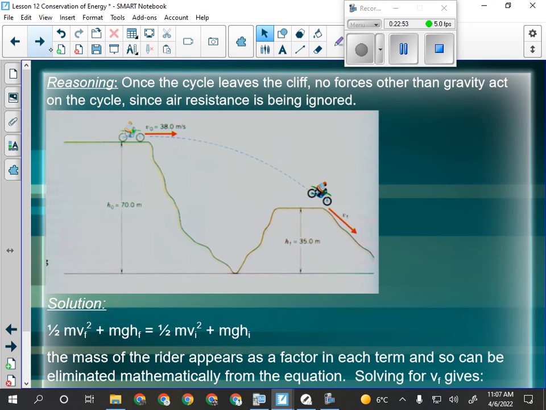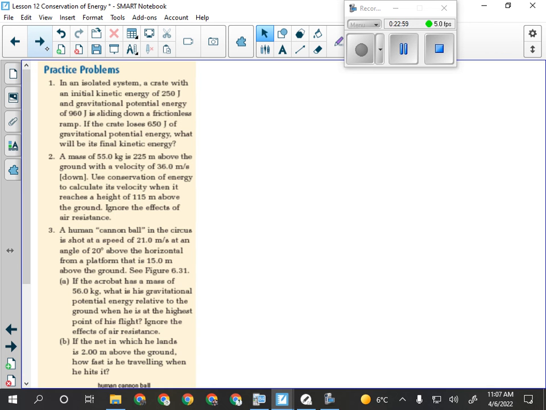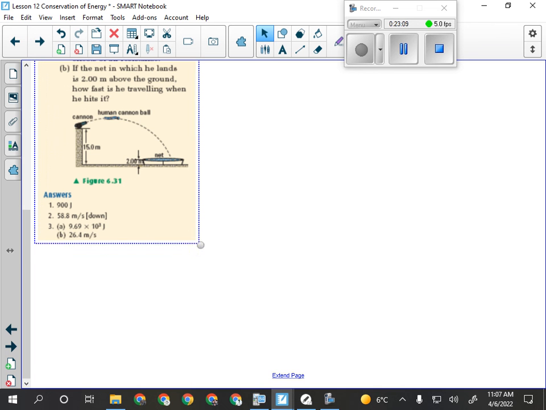All right, so we've done that example. And no, that's kind of too easy for us. All right, I would like you guys to try question number 1 here.